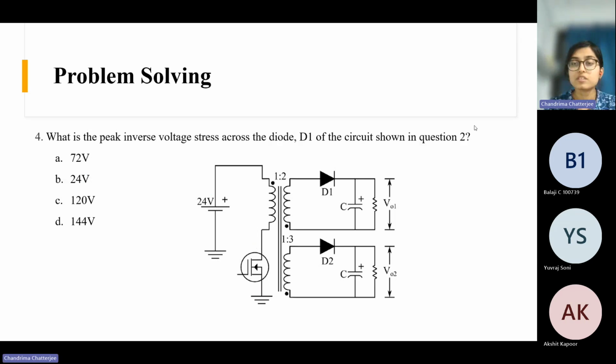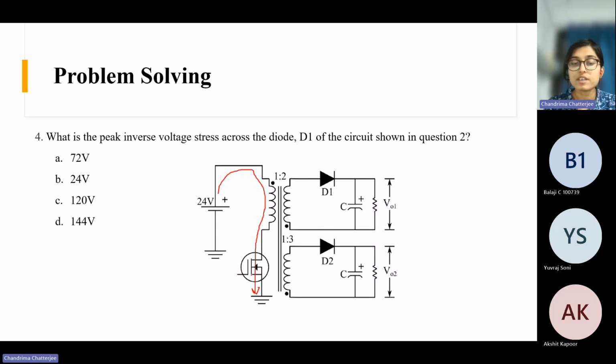What is the next question? The next question is: what is the peak inverse voltage across the diode D1? There are four options given. Here you will have to apply the same logic. For this diode, we consider the time when the diode is not conducting, when it has to block some voltage. That is when this inductor is getting energized via this switch, and this diode is open and blocks some voltage.